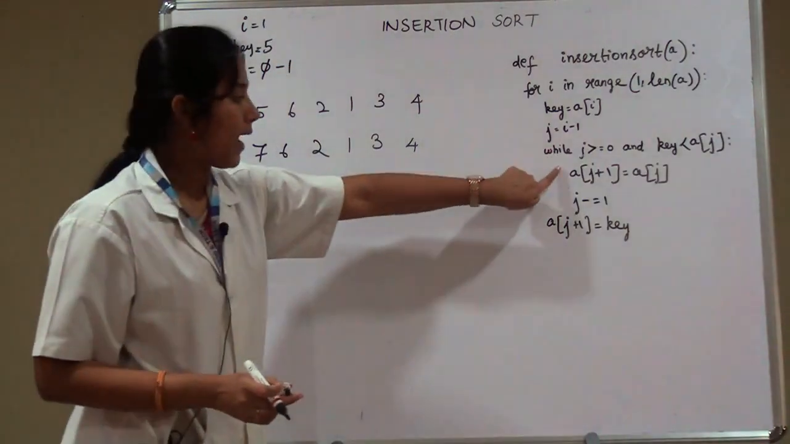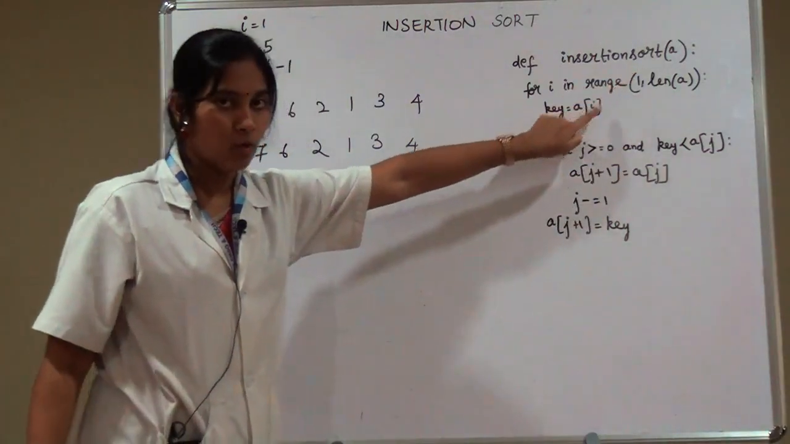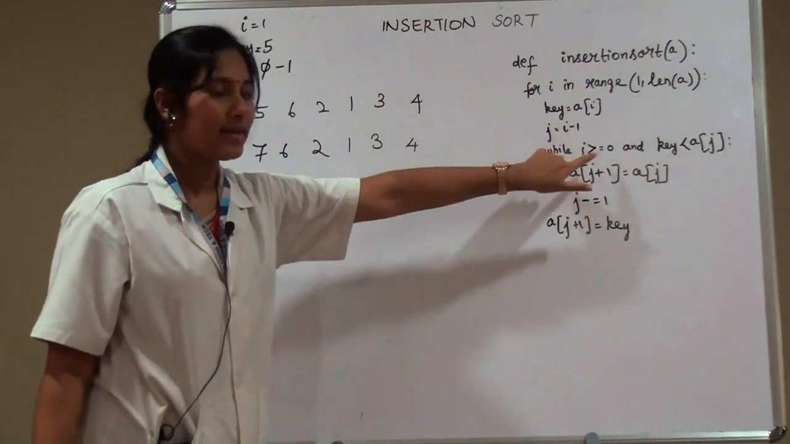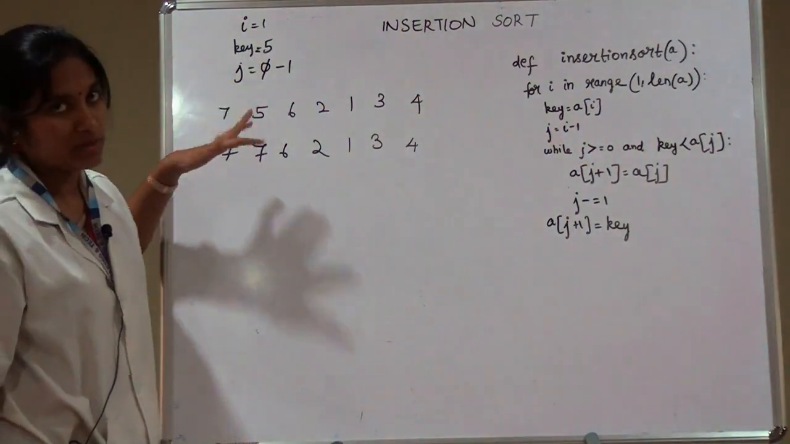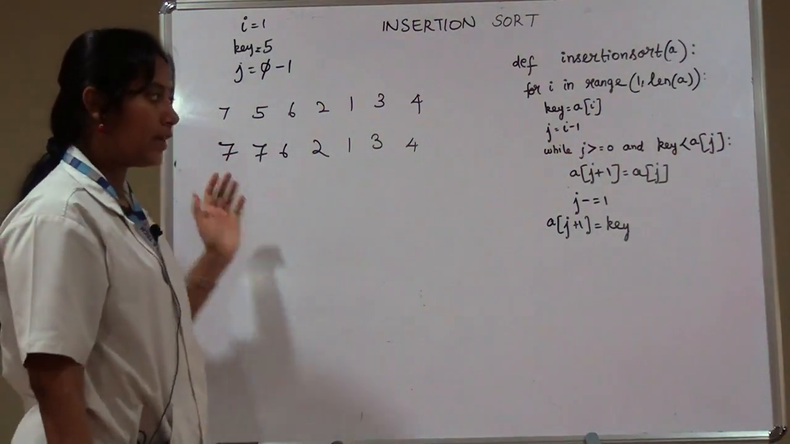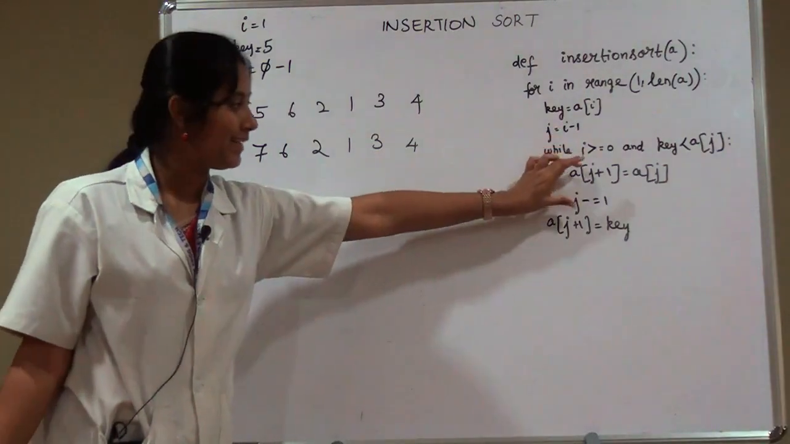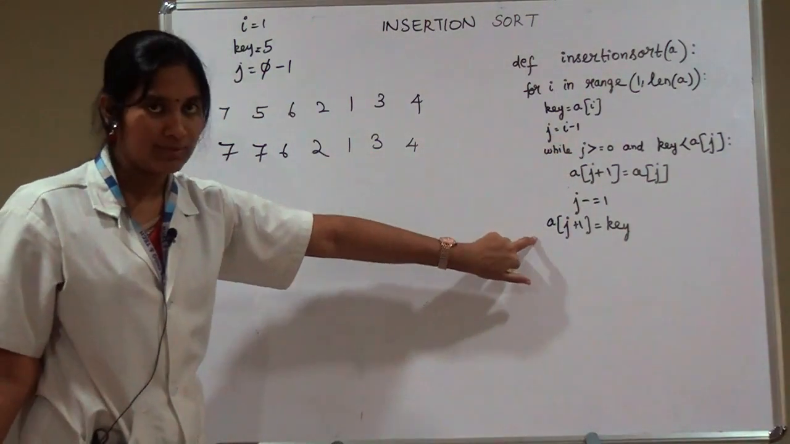Now again I am going back and checking my loop condition: while j >= 0. But our j is -1. So the condition has failed. So what will we do? We will exit this loop and come to execute this statement.